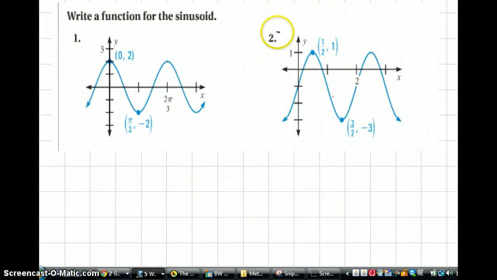For our next example, we'll look at number 2 from the guided practice. We are still doing the same thing. We are writing a function for the sinusoid. Again, this could be a sine or a cosine. What I'm thinking, though, is this. If we do cosine, an equation for one full cycle, it would be that window there.